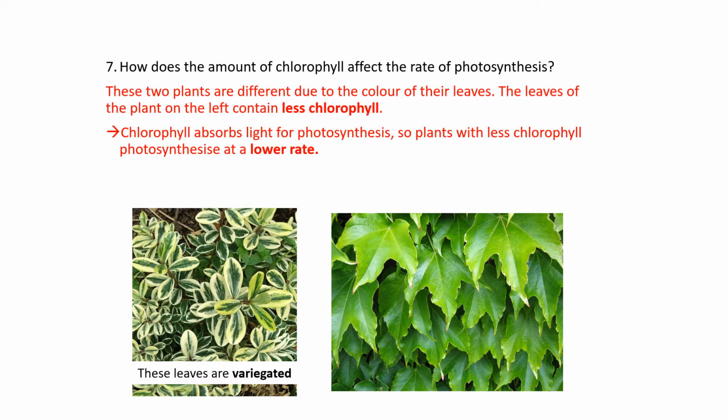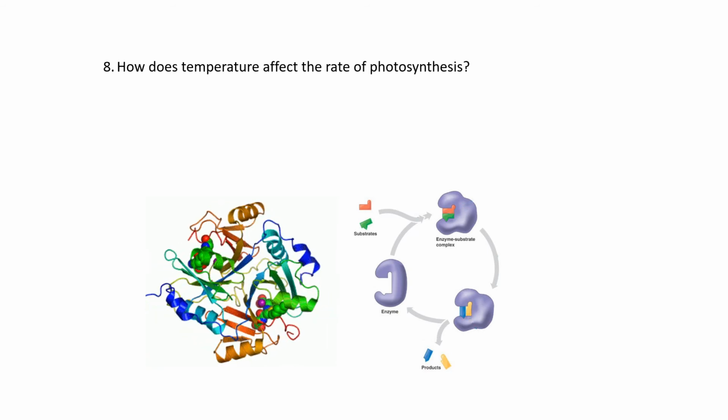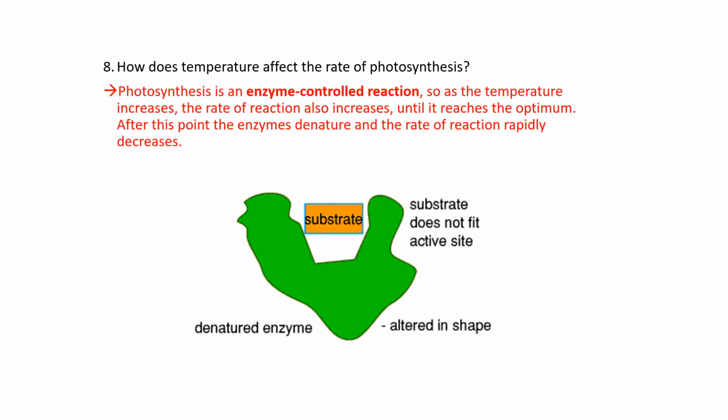If a plant has more chlorophyll, the photosynthesis rate will be faster compared to a plant that contains less chlorophyll. How does temperature affect the rate of photosynthesis? Photosynthesis is an enzyme-controlled reaction. So as the temperature increases, the rate of reaction also increases until it reaches the optimum temperature. After this point, the enzymes start to denature, and therefore the rate of reaction rapidly decreases.